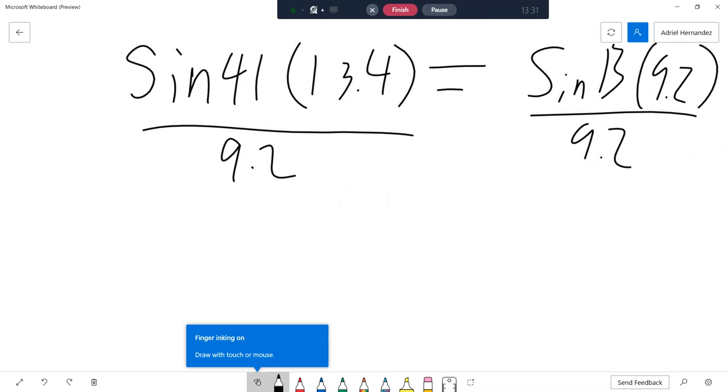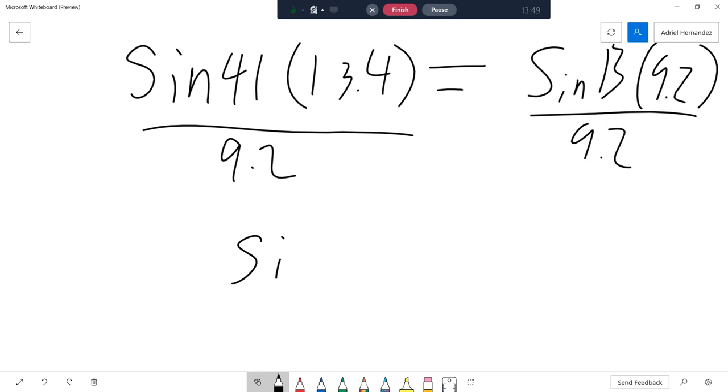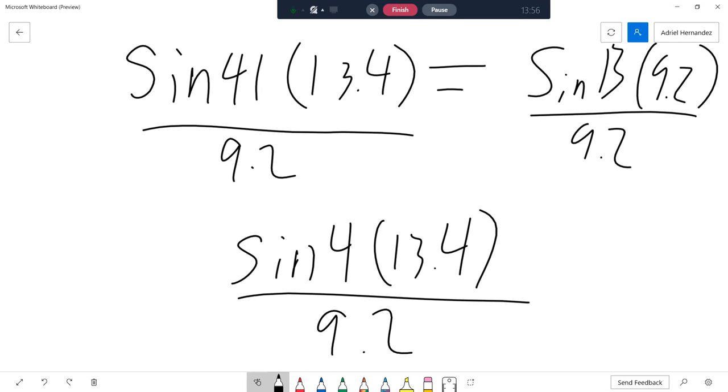So you can go ahead and go sine of 41 times 13.4 over 9.2 equals sine of B.